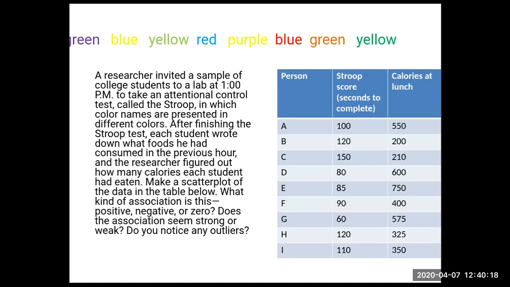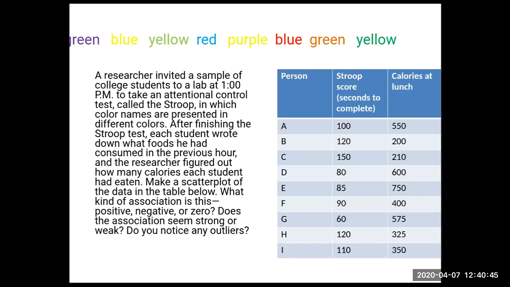Well, what we see here is persons A through I, with how many seconds it took them to complete and how many calories they ate at lunch. So we can see that for person A, 100 seconds to complete, 550 calories. Person B took 120 seconds to complete, 200 calories. C would be 150 and 210, 80 and 600, and so on.